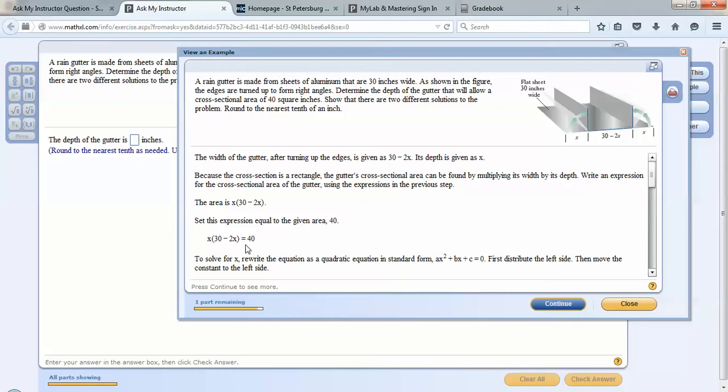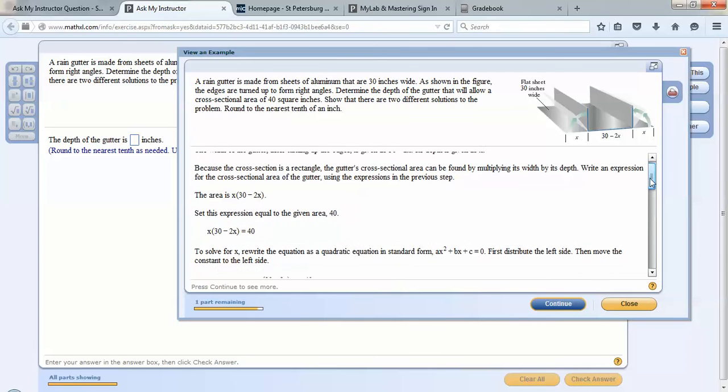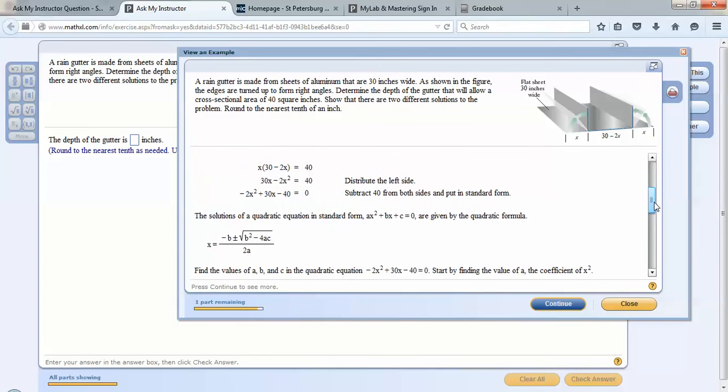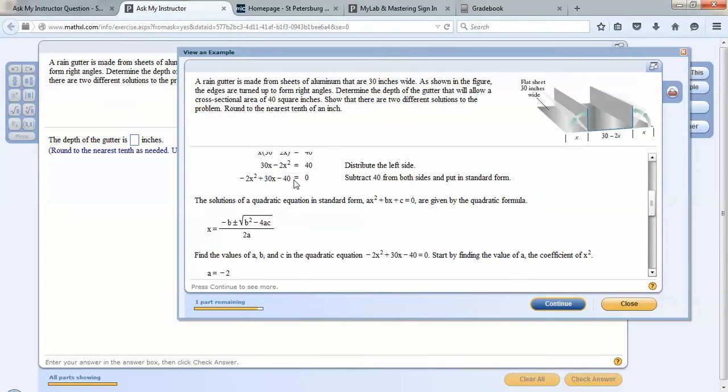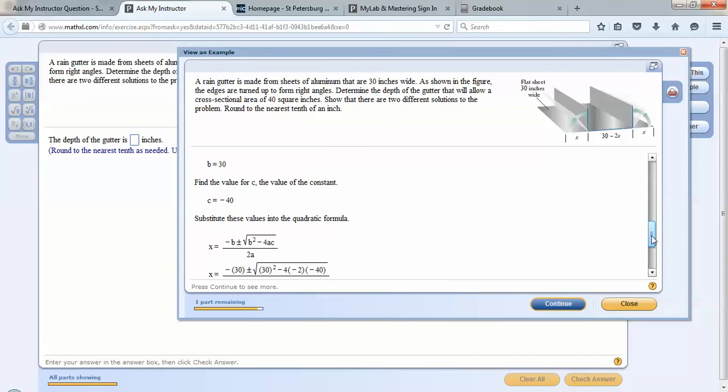In this case, the area had a cross-sectional area of 40 square inches, so that's why it was set equal to 40. Next, you distribute and get it in ax squared plus bx plus c form. Then distribute, set it equal to 0, and plug into the quadratic formula the values a, b, and c, watching for the numbers that you're plugging in.